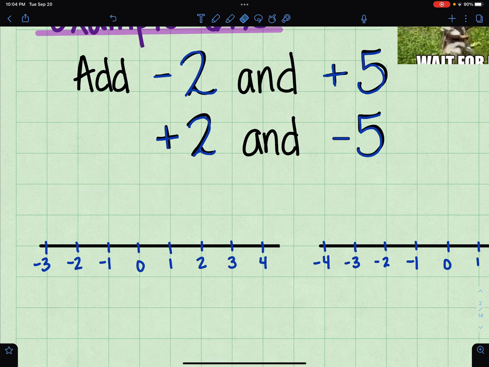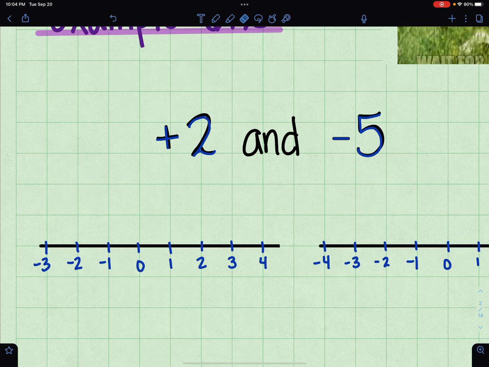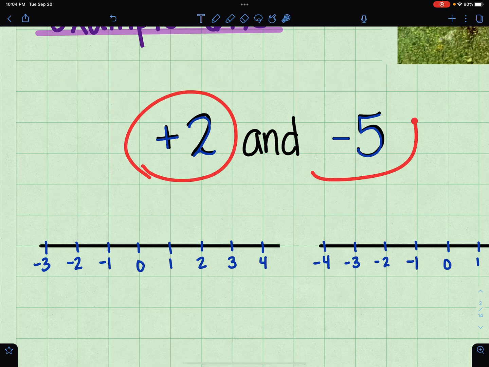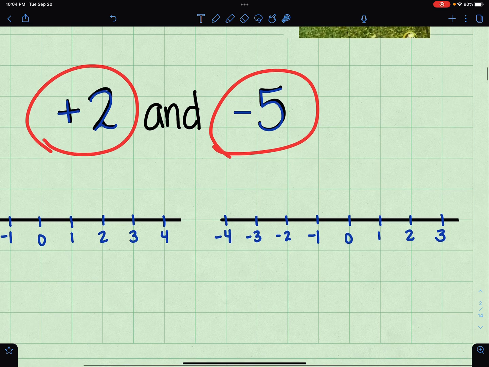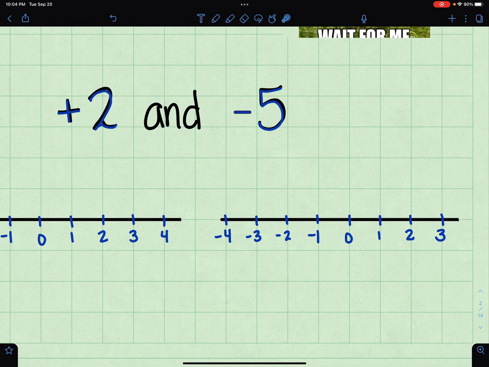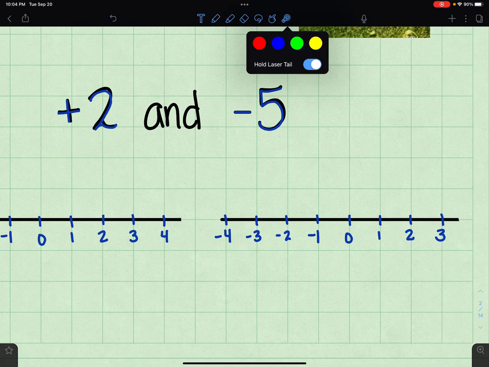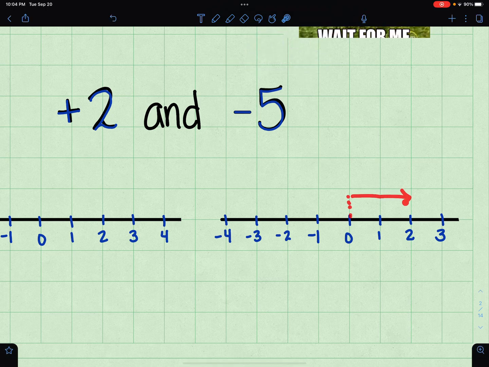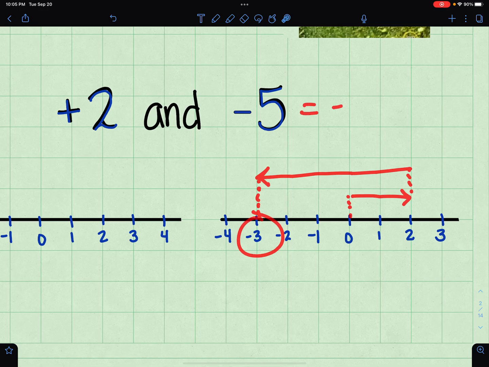Okay. Now we're going to do this positive 2 and negative 5. And I know you're already thinking it's negative 3 because you can probably do that in your head. But I'm going to start at the origin. I'm going to go 2 to the right. Boom, boom. I'm going to go up from there, and I'm going to go 5 to the left. 1, 2, 3, 4, 5. So now you know how to do it graphically, right? And then we end up at negative 3. So the answer is negative 3.